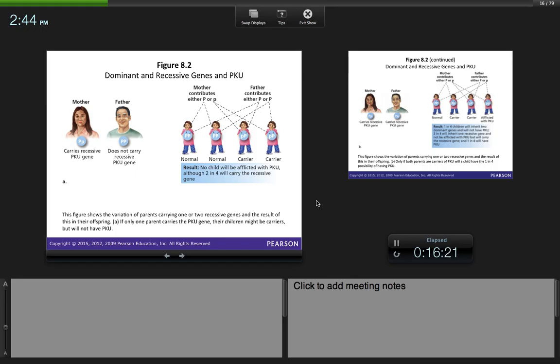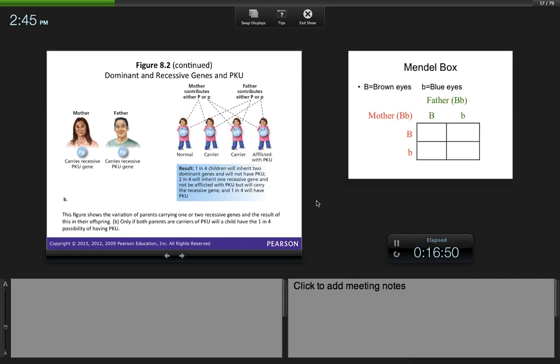So, are any of the children going to have PKU? No, because dad doesn't have it. So this child is sort of normal for what that means. They have two dominant genes, one from mom and one from dad. This child has two dominant. This one has a dominant and a recessive. Could these kids have a child that has PKU? No. No. What about these two? Yes. Okay, how? They're carriers of the gene. All right, so they are carriers.